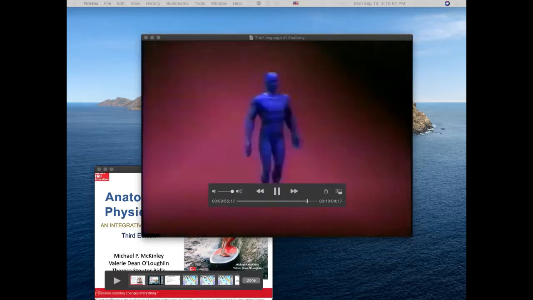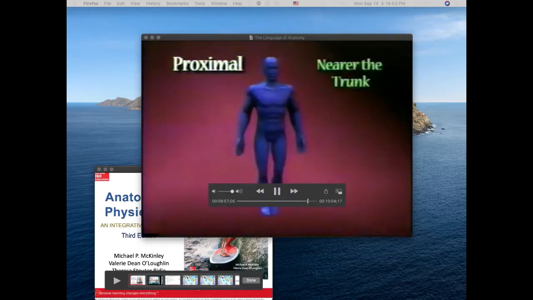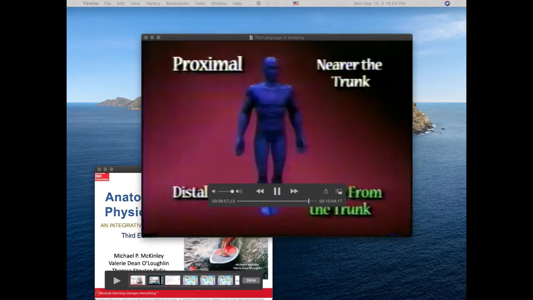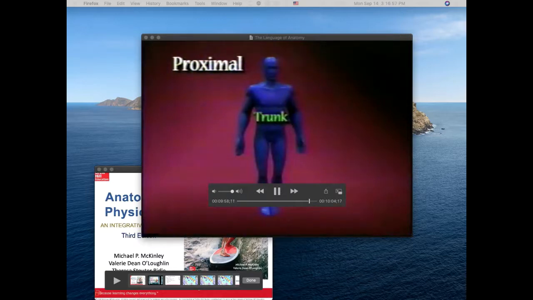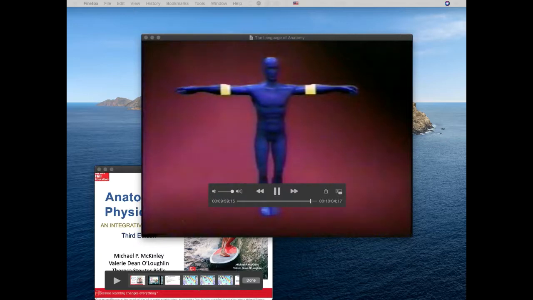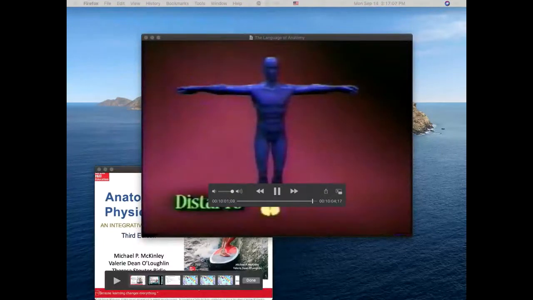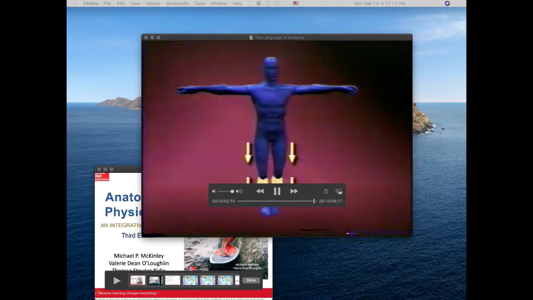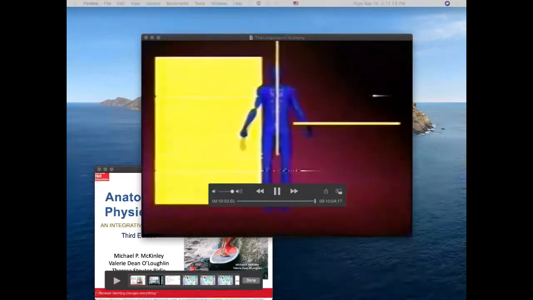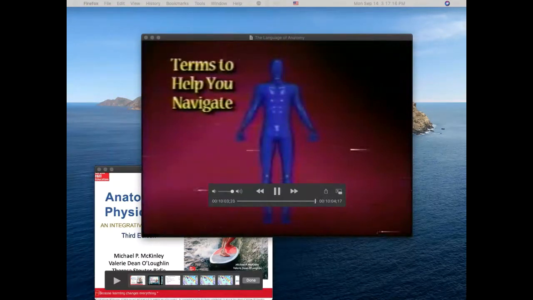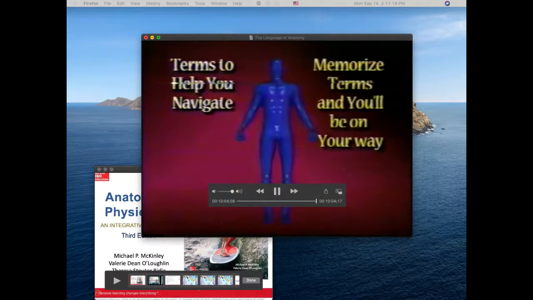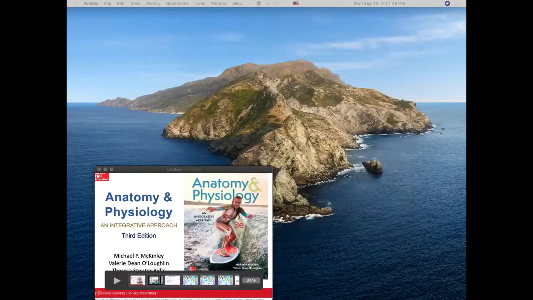Two other useful terms are proximal, meaning near the trunk, and distal, meaning further from the trunk. The trunk in this case refers to the axis of the body from where most limbs spring. So the elbow is proximal to the wrist because the elbow is closer to the trunk. And the foot is distal to the leg because the foot is further from the trunk than the leg. So there you have it. We've cut the body into different parts and given you the terms to help you navigate it. Memorize these and you'll be on your way.